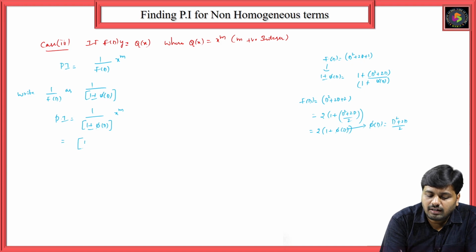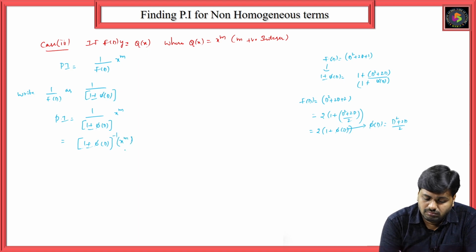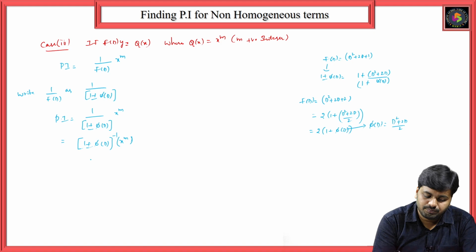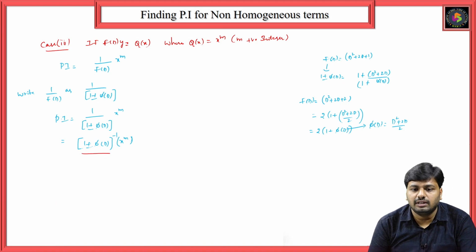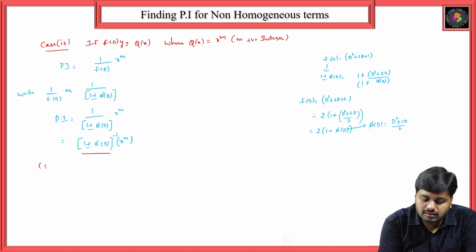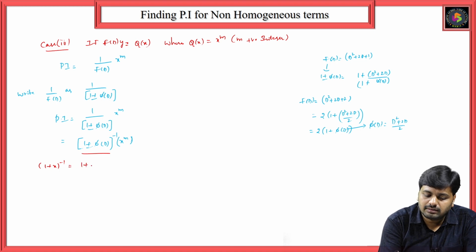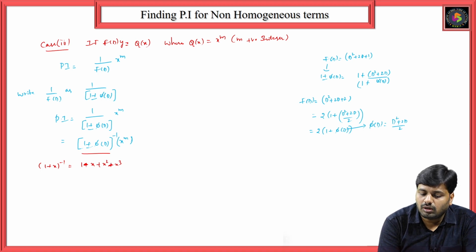Therefore we rewrite this as 1 plus or minus phi of D whole power minus 1 into x power m. Now we can expand this term by using the standard formulas. For example, 1 plus x whole power minus 1 is 1 minus x plus x square minus x cube and so on.